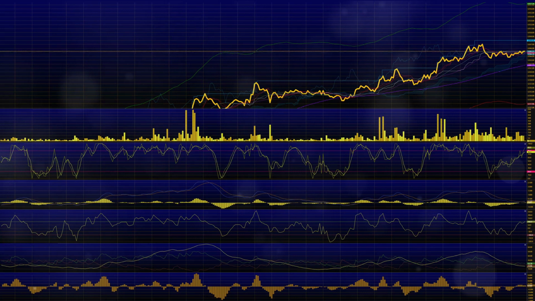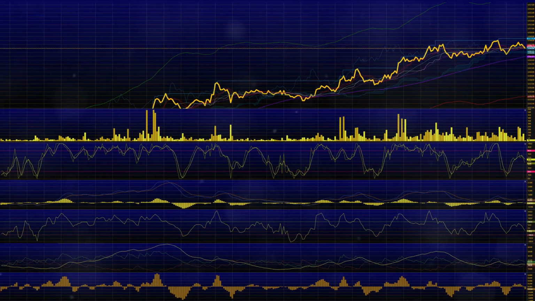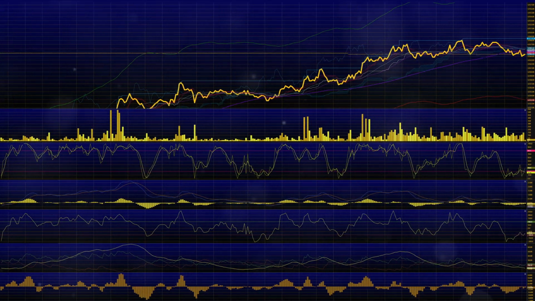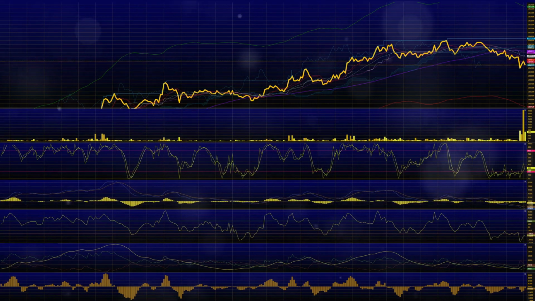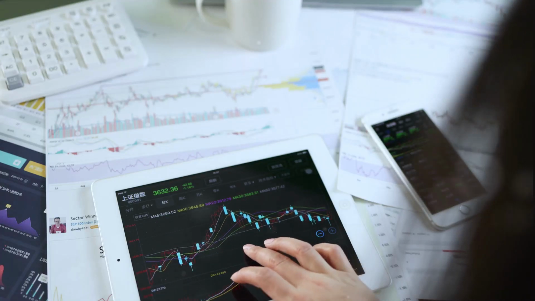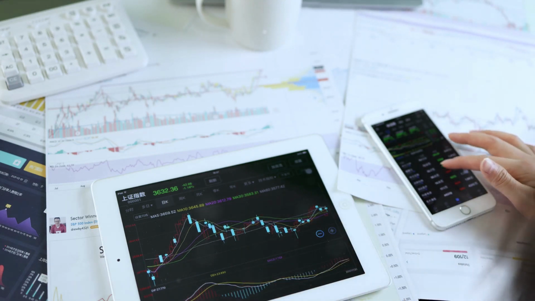Next, let's talk about volume. This is typically shown as vertical bars at the bottom of the chart, and it represents the number of shares traded during a specific period. A high volume bar means many shares were traded, which could indicate strong investor interest or a significant event related to the company. But how do we interpret all this?